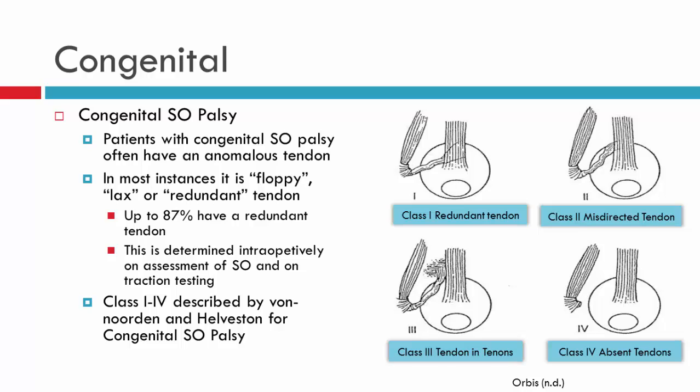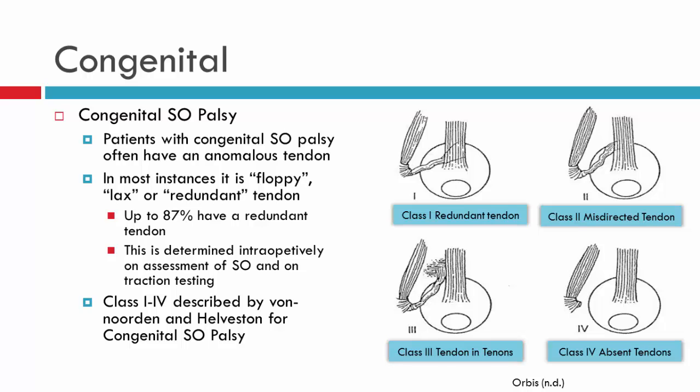However, for the fourth nerve palsy that's congenital, it tends not to be any of these reasons. It tends to be an anomalous tendon, specifically a floppy tendon, sometimes also called a lax or redundant tendon. About 90% or almost 90% of patients who have a congenital fourth nerve will be found to have a floppy tendon.